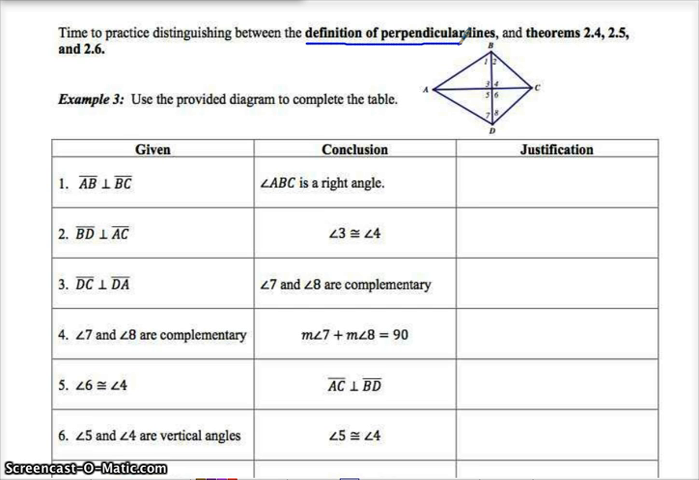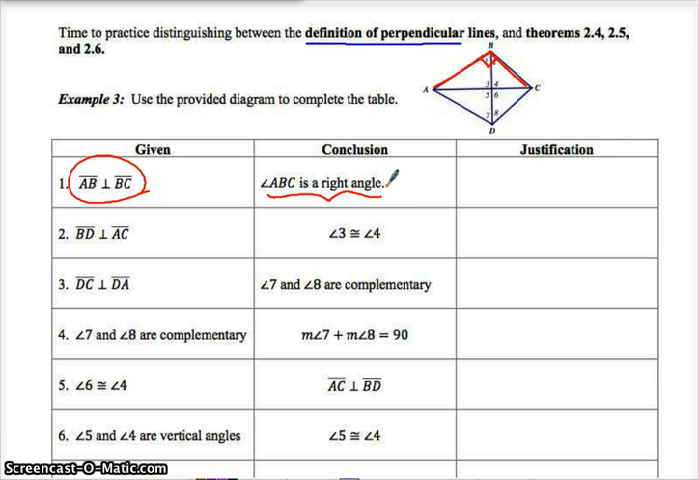So what is given? Given was the fact that AB is perpendicular to BC. So we know AB is perpendicular to BC. That's what was given. We're concluding then that angle ABC is a right angle. Well, I knew that as soon as they said that. I made that mark before I even read the conclusion. But why? What is the justification?